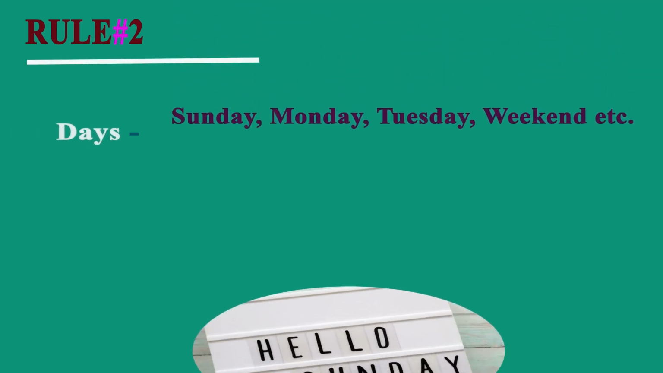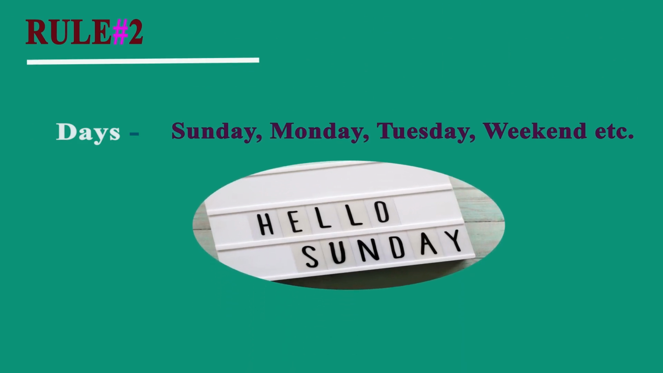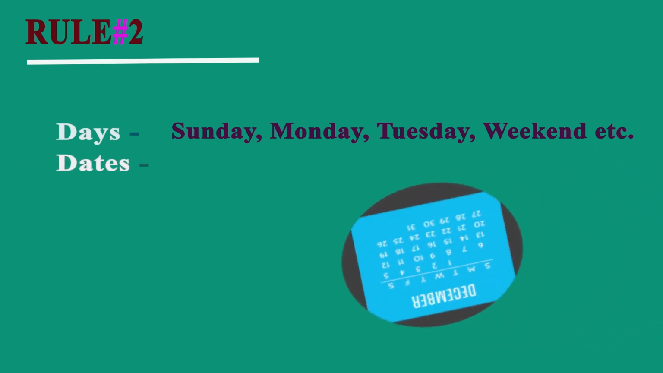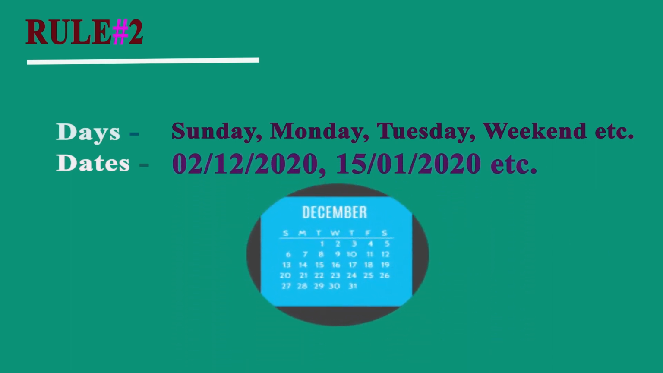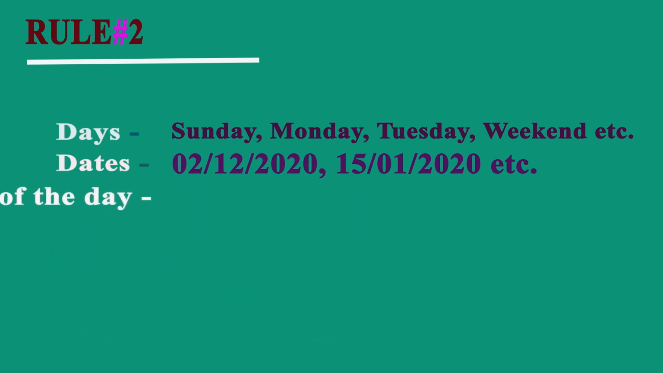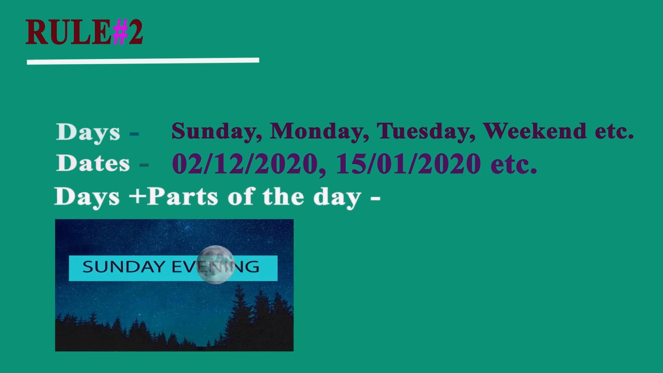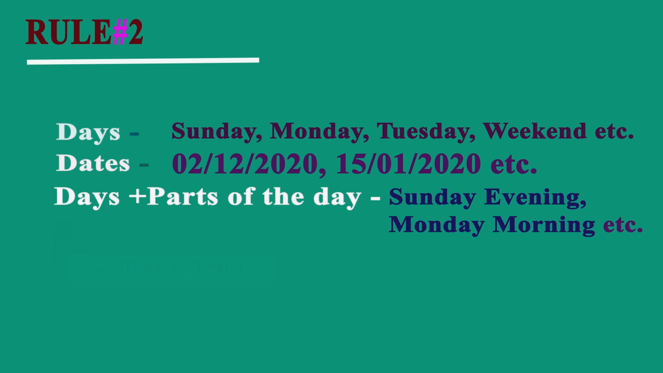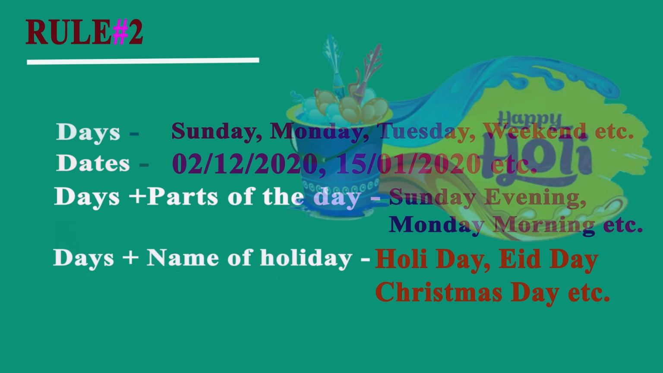So we will see the rules. We will use on for days like Sunday, Monday, Tuesday, weekend, today, yesterday, day after tomorrow, and dates, any dates in the calendar. It may be 2nd December, 1st January, 2nd January, any date we will use on. Days plus part of the day, like Sunday evening, Friday evening, we use on. And days plus name of holiday we will use on, like Holi Day, Eid Day, Christmas Day, Easter Day. So these are the simple rules for on.